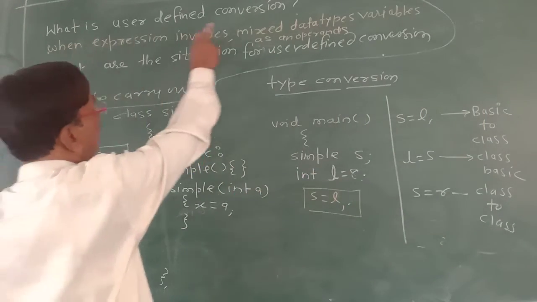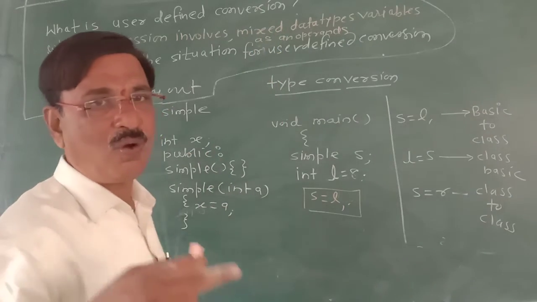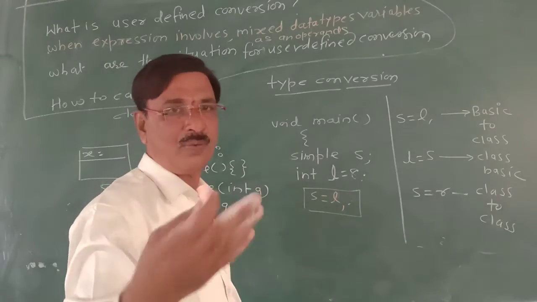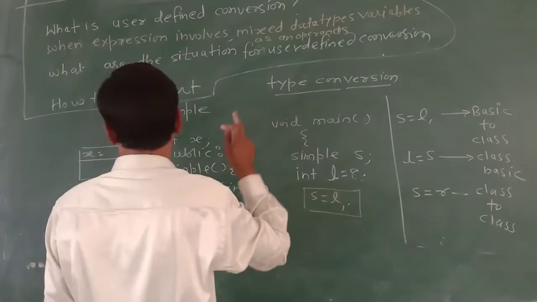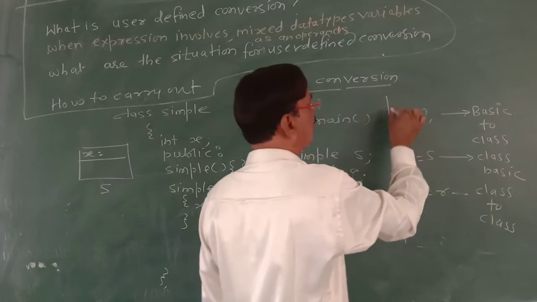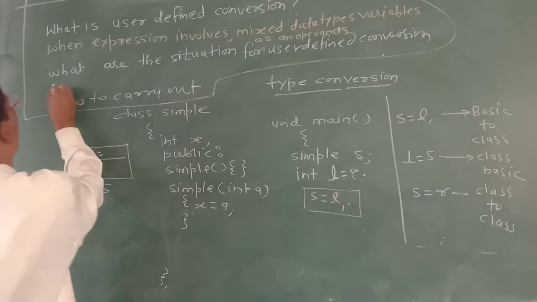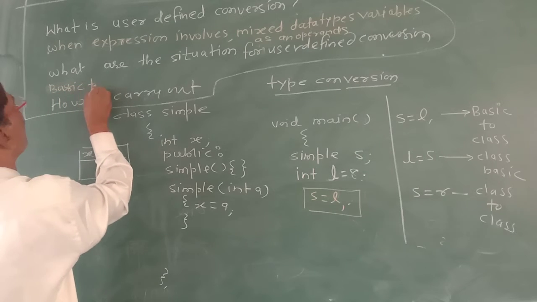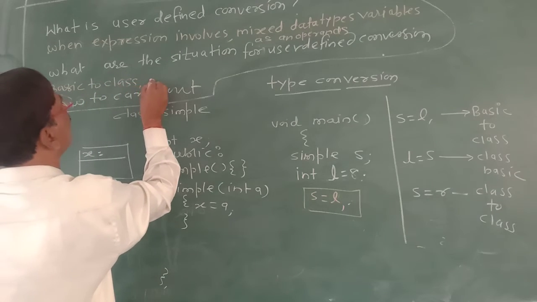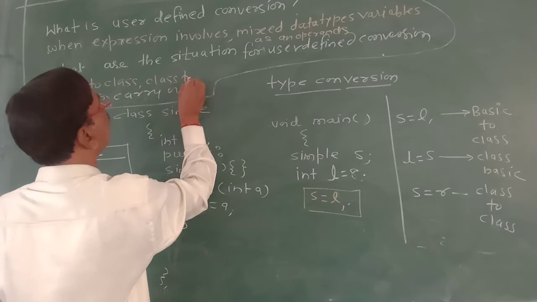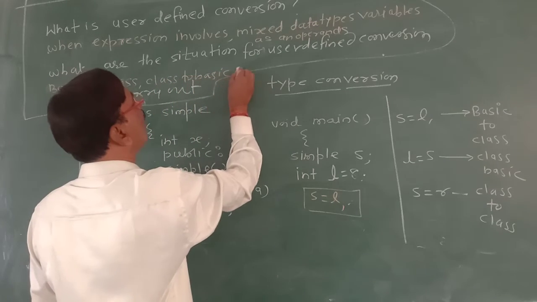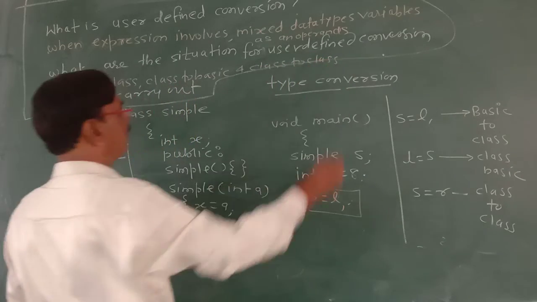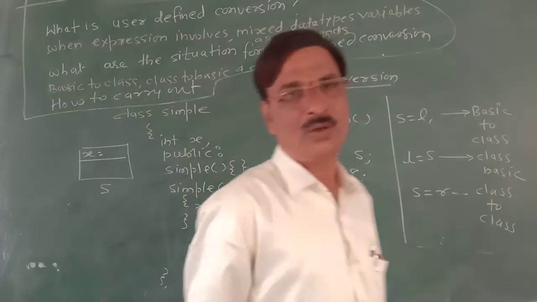So what is user defined conversion? When an expression involves mixed variables, at that time we have to carry out the conversion, that is called user defined conversion. What are the situations? These are the three situations: basic to class, class to basic, and class to class.